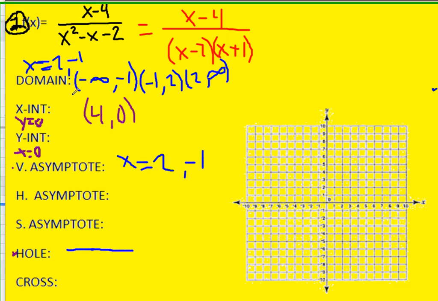The y-intercept, when x equals 0, if you plug 0 in everywhere, and it doesn't matter whether you do that in the factored form or in the original form. Personally, I think it's easier there in the original form. You get negative 4 over negative 2, so you get a y value of positive 2. All that's left now is the horizontal or slant asymptote and where it may cross that value.